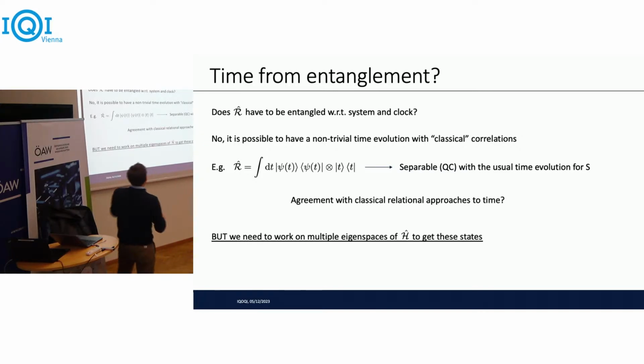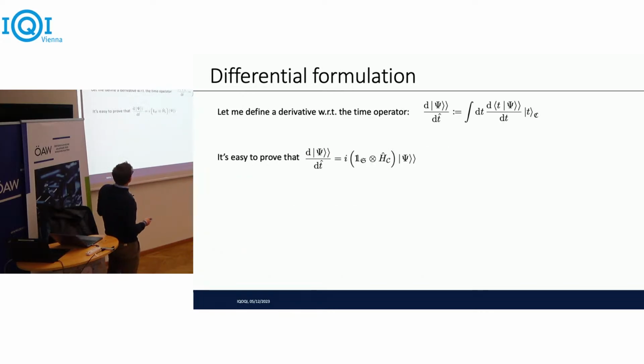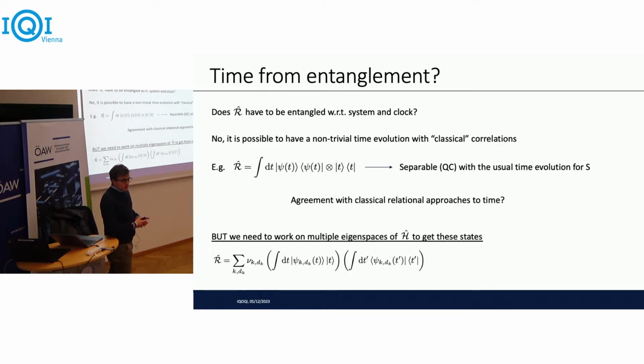But there's a catch, and the catch is that to have these kind of states, we need to work on multiple eigenspaces of the Hamiltonian of the universe. So if you remember, this is the way we express the state of a universe. We need to work on multiple energy eigenvalues to come up with these states here. And this is going to be important later. But for now, to answer the question, time from entanglement, not really, not even on the kinematical Hilbert space, if we allow the state of the universe to be a mixed state.